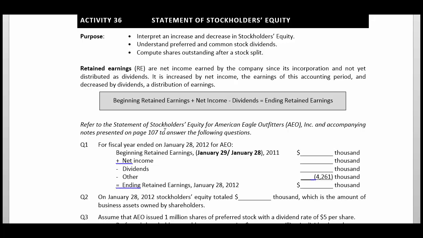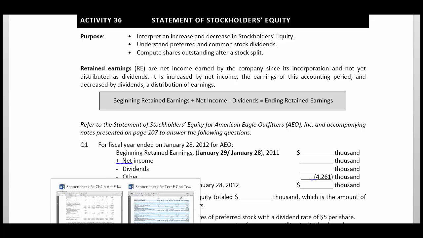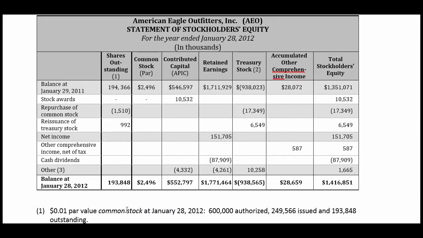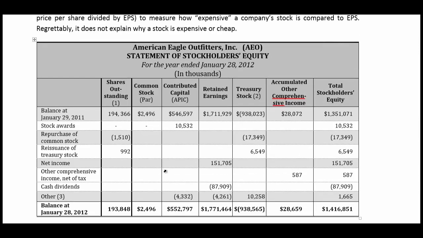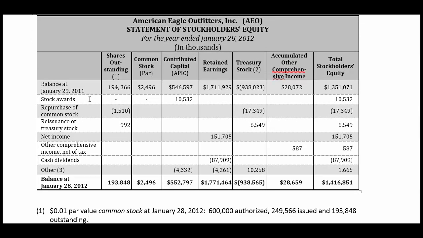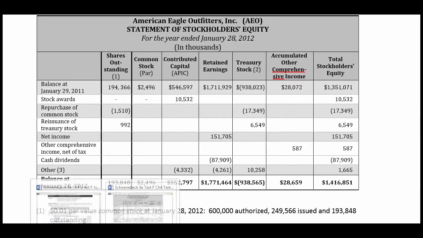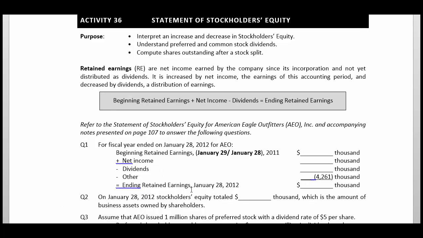Retained earnings are the net income of the company that was not distributed as dividends. It was kept inside the company so the company could grow. So take a moment right now. I'm going to leave this on the board so you can refer to it. Here's the statement of stockholders' equity for American Eagle. Again, this is shortened from the one I showed you before. It just combines certain amounts. But take a second right now and complete activity 36, and then we'll go over it.